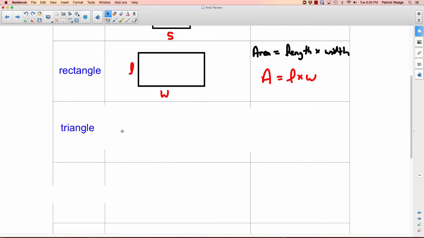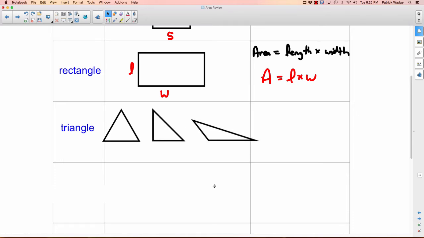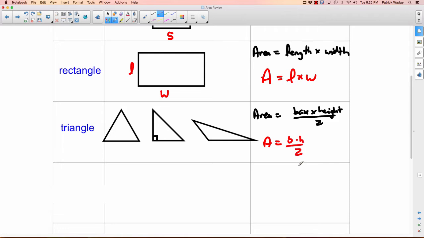Now, the problem with triangle is we got to look at 3 cases here. We got to look at an obtuse triangle with an angle bigger than 90 degrees, a right triangle. I guess to show it's a right triangle, I should put my little square in the corner, and an acute triangle where all the angles are less than 90 degrees. So the formula for all of them is the same. The formula is area equals base times height divided by 2.